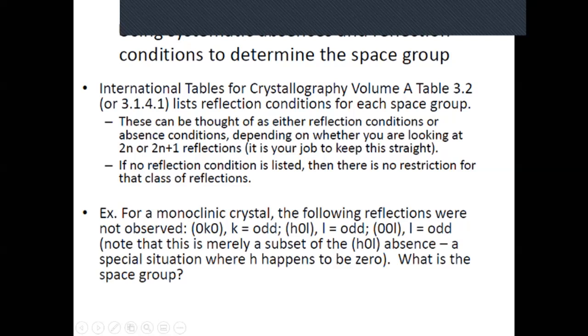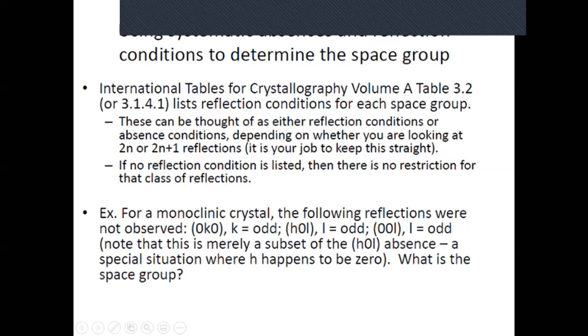So for example, if we have a monoclinic crystal and the following reflections were not observed: the 0K0, the H0L where L is odd, and the 00L where L is odd. What is the space group? And this is what I was telling you with the C centering: the 00L is actually a subset of the H0L.